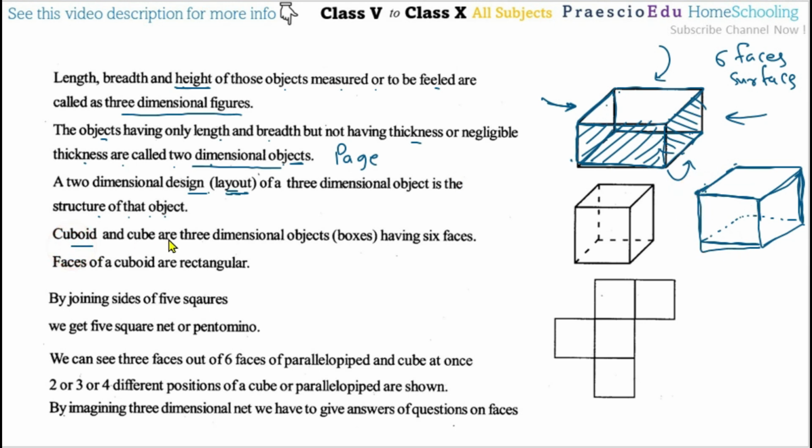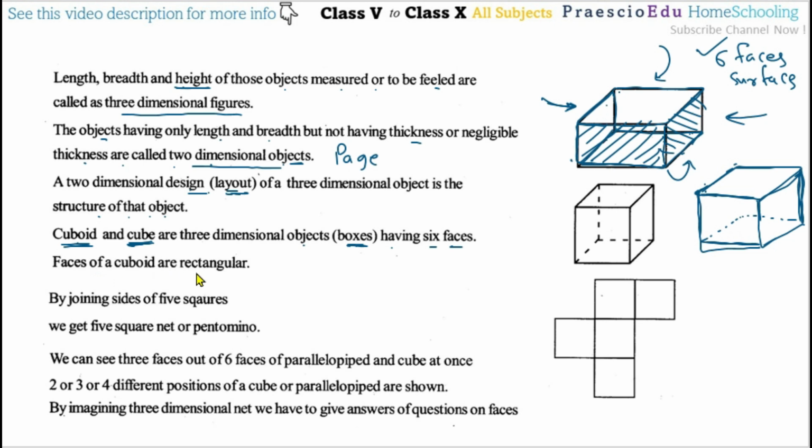Now cuboid and cube, these two terms are new for you, very important, please remember this. Cube and cuboid, what exactly is the difference, that we are going to see. These are three-dimensional objects or boxes, or things we can say, having six faces. Now earlier I have explained this, six faces.